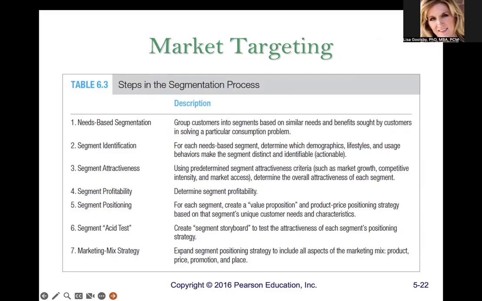So, as we look at steps in that segmentation process leading to our target marketing, you can have needs-based segmentation, segment identification, segment attractiveness, segment profitability, segment positioning. You may have a segment acid test where you create a segment storyboard to test the attractiveness of each segment's positioning strategy because you as a company may have segmented the market and you may have several different segments that you want to target. And then you might have a marketing mix strategy. You may expand your segment positioning strategy to include all aspects of your marketing mix, which ideally you definitely should do.